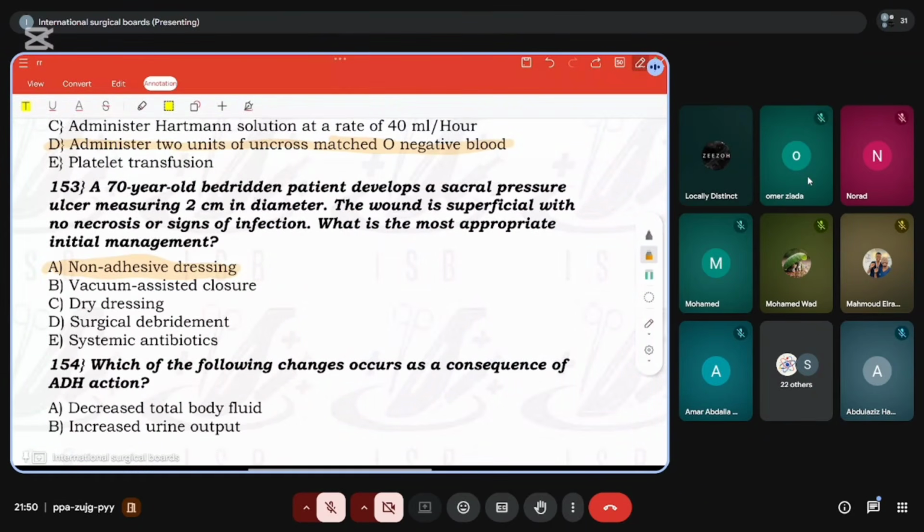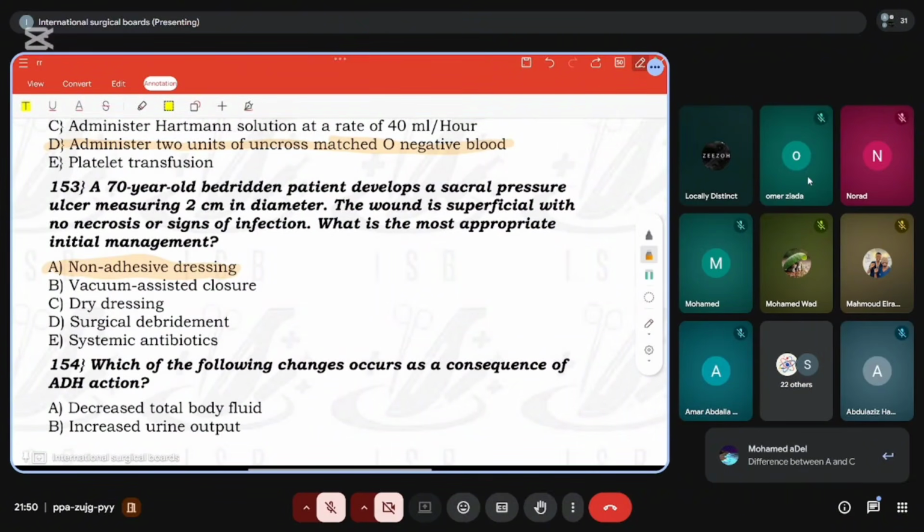Stage 3 and 4 pressure sores, usually we go for surgery after the wound is fresh and granulating and there are no signs of infection. We can go for flaps, gluteal flaps. Okay? But never use a dry dressing.